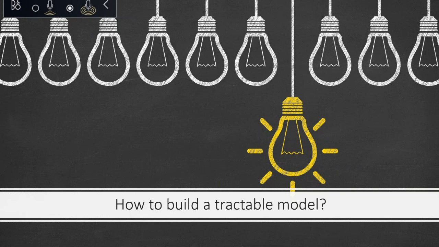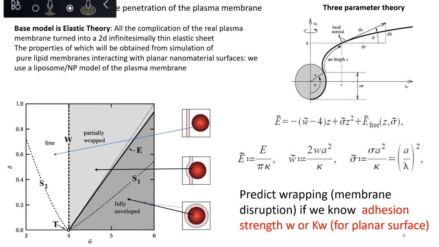Right, so now we've seen it's incredibly complex. It changes with time. How on earth can we build a tractable model of this system? For us anyway, the key realization was that there was already an existing body of theory, called elastic theory, which dealt with the wrapping of nanoparticles by infinitesimally thin elastic sheets. And we're going to use that theory as a basis to make progress.